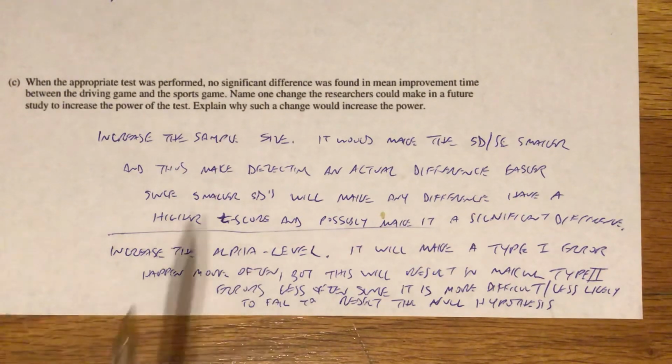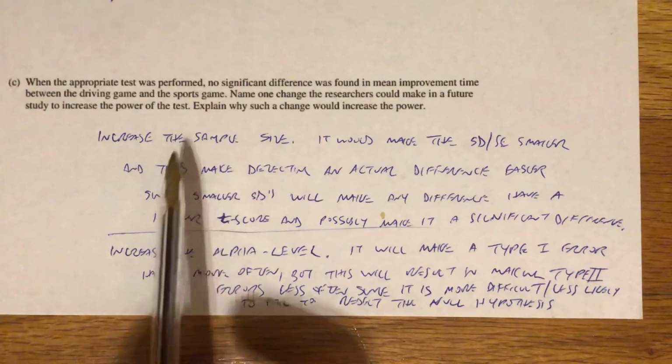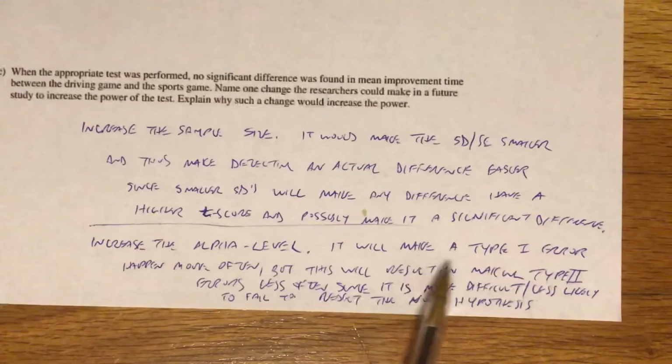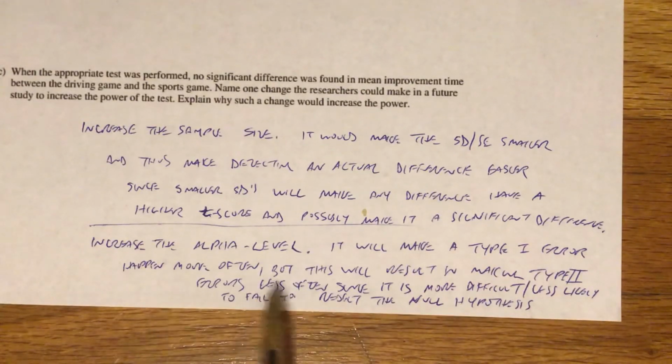All right, so the second answer, and like I said, it doesn't matter which one you pick. This is probably the best answer, but this one's also acceptable. If you increase the alpha level, it will make a type 1 error happen more often, but this will result in making type 2 errors happen less often. Since type 2 errors will happen less often, we'll mistakenly not reject the null less often, meaning we won't make that mistake and we'll have a more powerful test. It will reject a wrong null hypothesis.